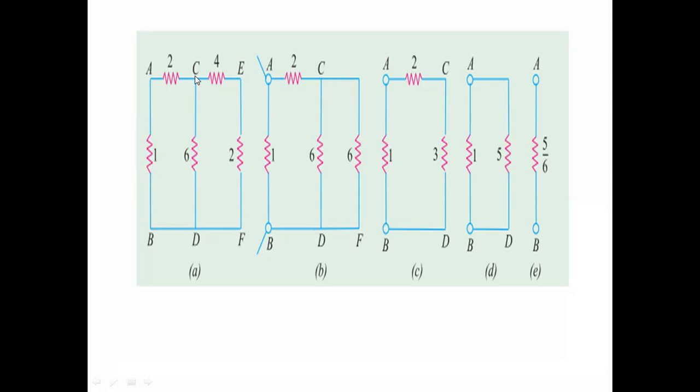Suppose we have to find out resistance between C and D. In such a situation, 2 and 1 are in series. Here 4 and 2 are in series. The obtained 2 resistances are in parallel with 6. So 3 are in parallel. So find out the parallel resistance across three branches. Like that we can find out the resistance between any terminals. So with this we have discussed how to find out the equivalent resistance of a circuit.